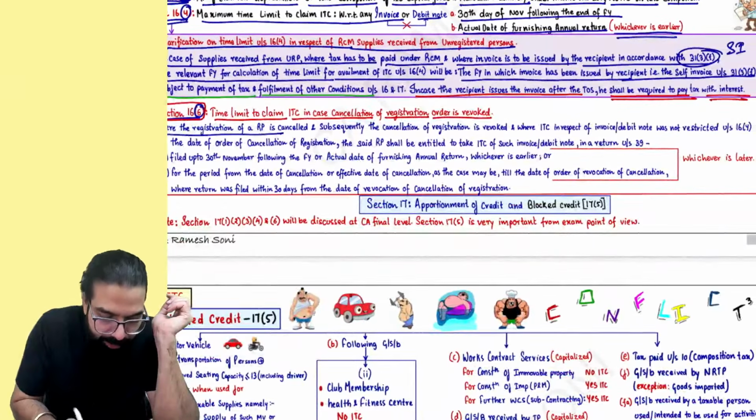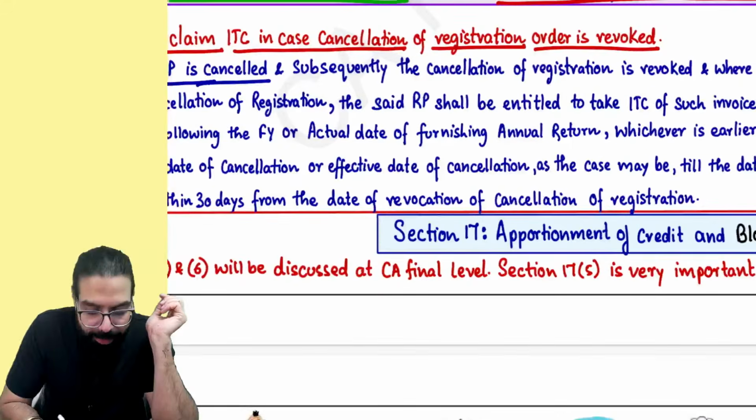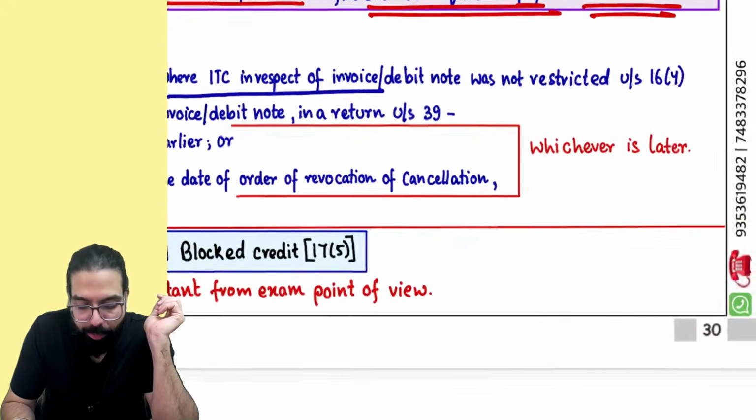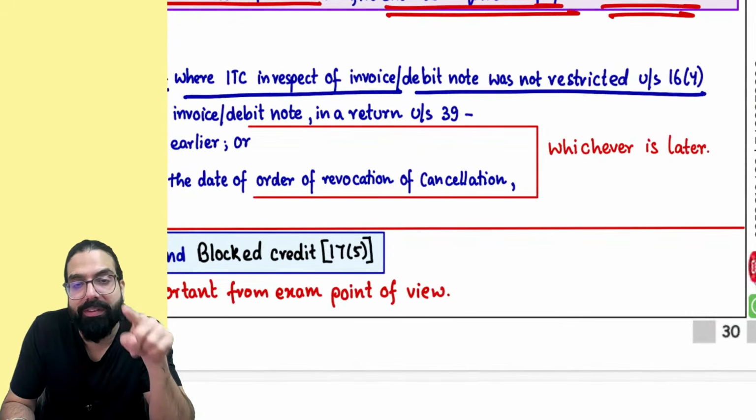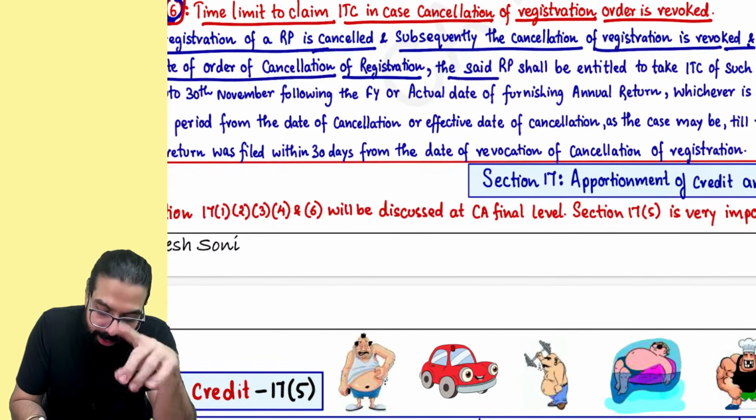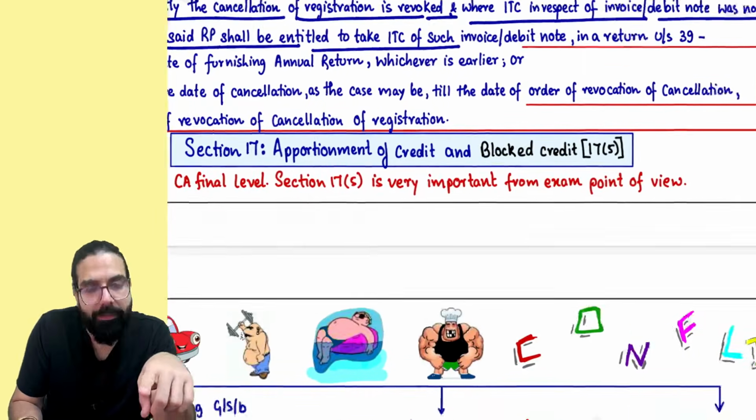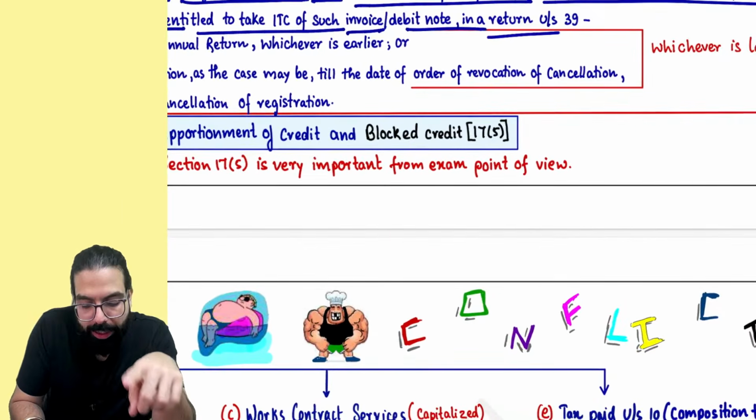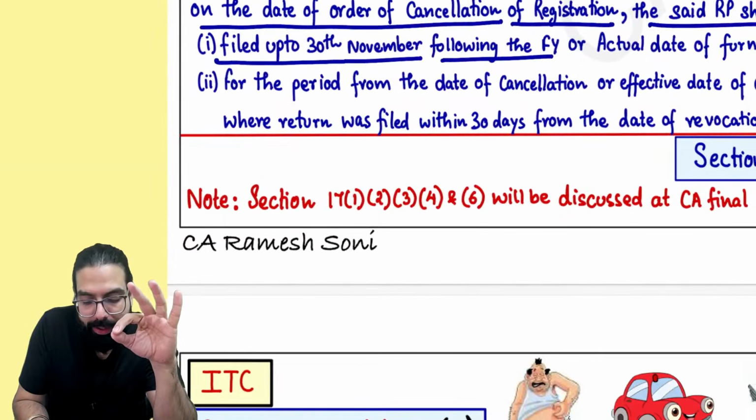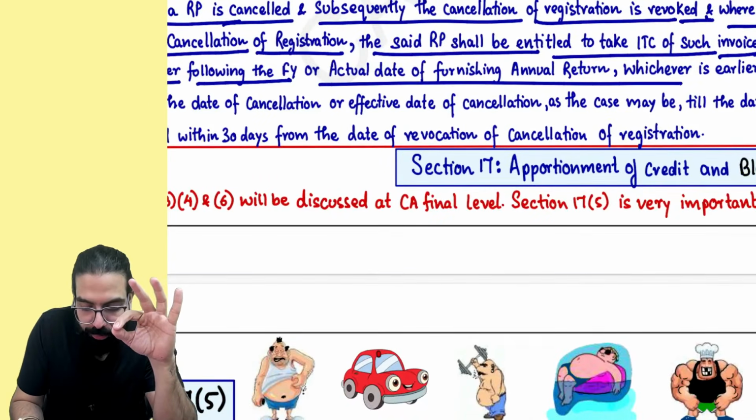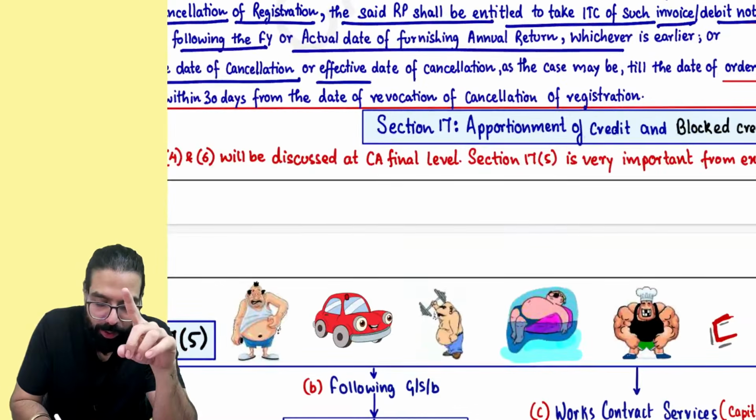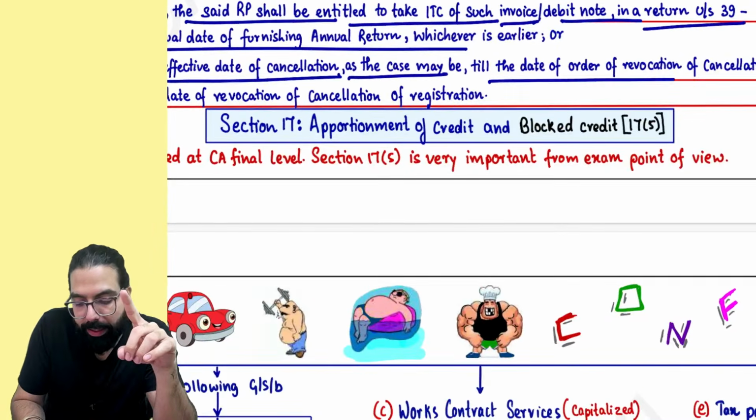Where the registration of a registered person is cancelled and subsequently the cancellation of registration is revoked, and where ITC in respect of an invoice or debit note was not restricted under section 16(4) on the date of cancellation of registration, the said registered person shall be entitled to take the ITC of such invoice or debit note in a return under section 39, filed up to 30th November following the end of the financial year or the actual date of filing the annual return, or for the period from the date of cancellation or effective date, as the case may be, till the date of revocation.